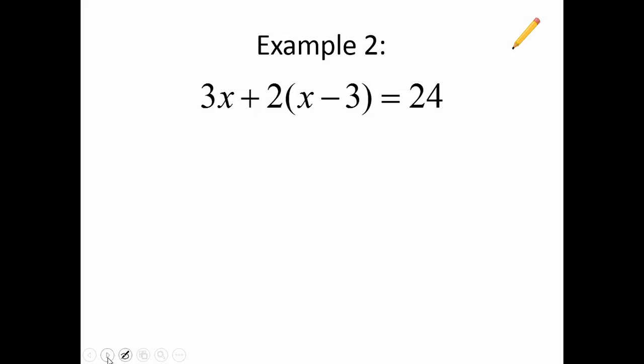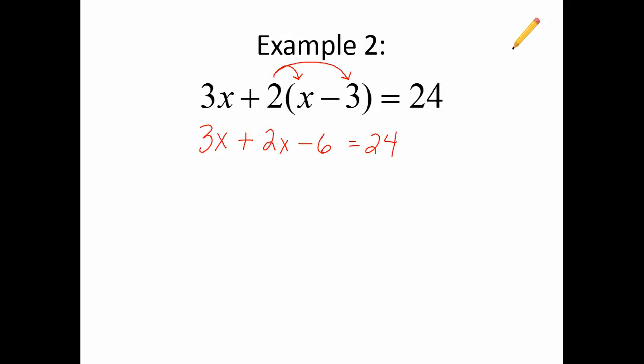This is another one that has a distributive property in it. Be careful, there's one set of parentheses here, and in front of this set of parentheses, the 2 is the only thing that we distribute. We only distribute what's directly in front of the parenthesis. So I'm going to leave the 3x, the plus sign, and now 2 times x is 2x, 2 times negative 3 is negative 6, and we have equals 24.